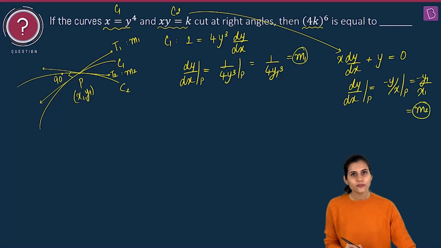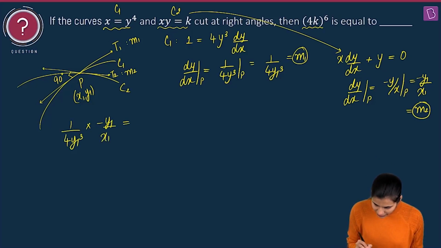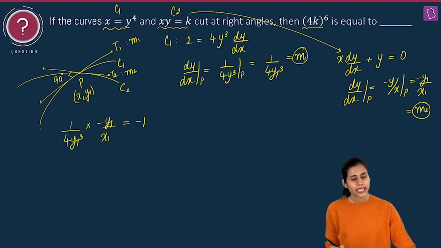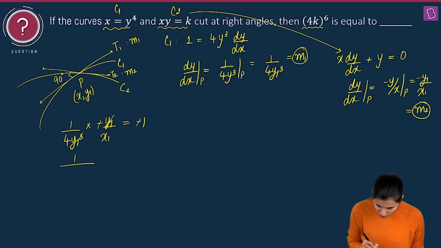M1 I have got, M2 I have got. Their product will be -1 because both the tangents are perpendicular to each other. So what do you get? 1 by 4y1 cube into minus y1 by x1 equals -1. Yes, minus minus cancels out. y1 cancels out. You're left with 1 by 4 y1 square x1 equal to 1.